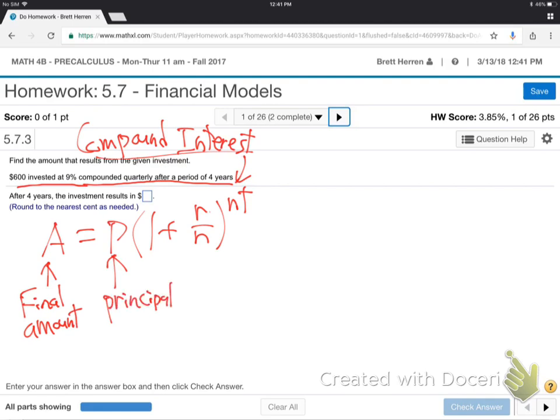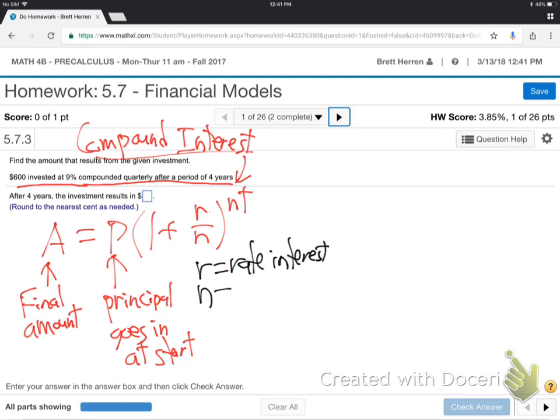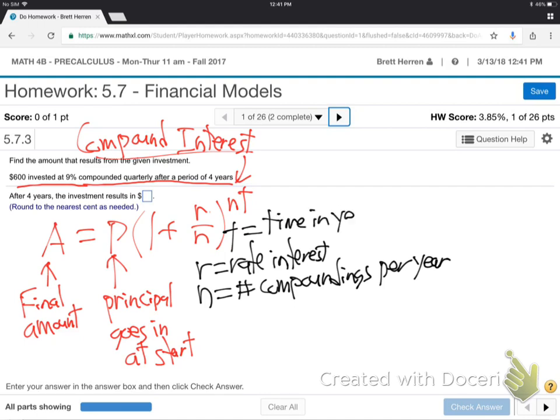It's what goes in at the start. It's the money you put in at the start, which grows to become something bigger later. The R is the rate of interest. The N is the number of compoundings per year. And T is time in years.